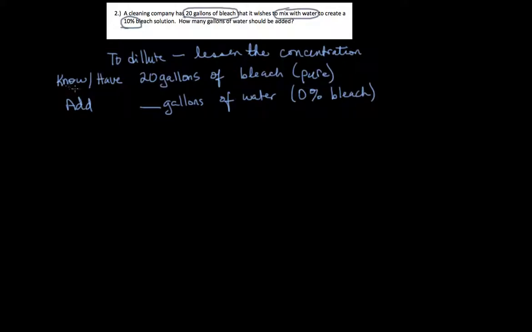All right, and finally, what is our desired outcome? What do we wish to have? Well, we wish to have a cleaning solution that is, we don't know how many gallons it'll be, but we want it to be 10% bleach.